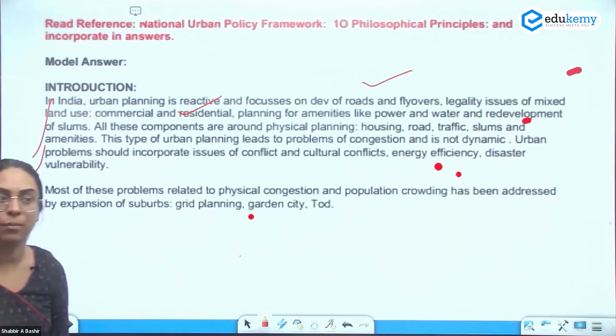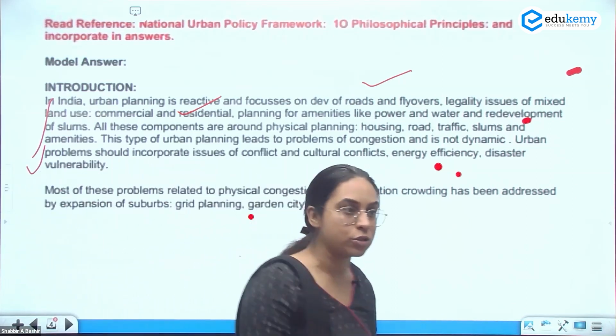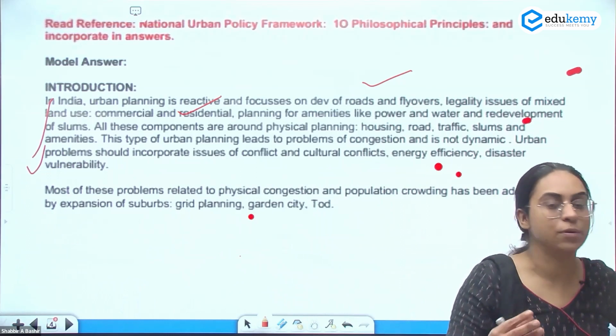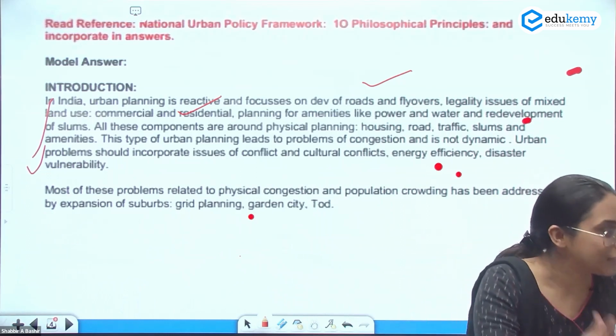It is not simply about environment. It is not simply about resources. It is also about the human dimension, the cultural dimension, human capital dimension.